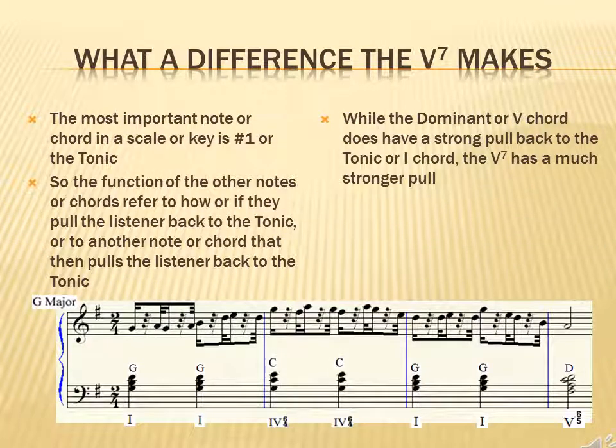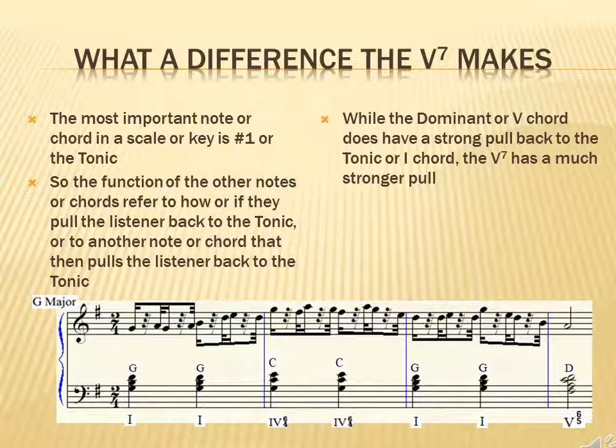What a difference the 5-7 makes. The most important note or chord in a scalar key is number 1, or the tonic. So the function of the other notes or chords refer to how or if they pull the listener back to the tonic, or to another chord that then pulls the listener back to the tonic.